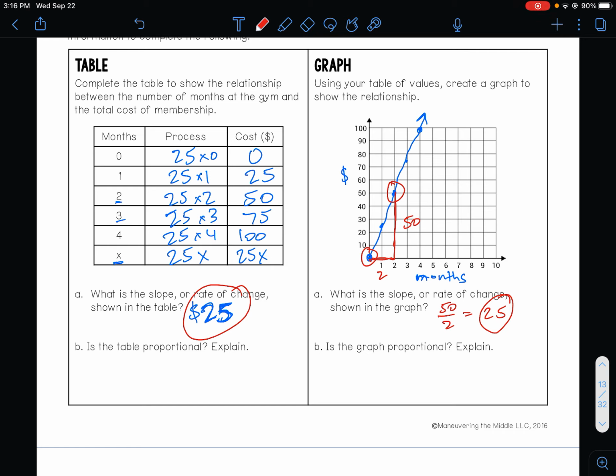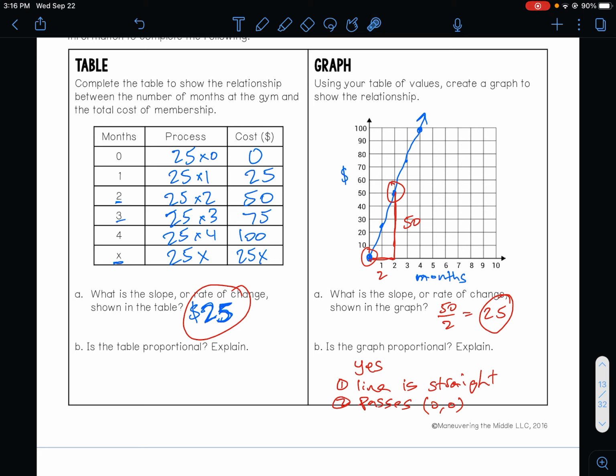All right, we asked if the graph is proportional, and we said yes, because it is a straight line, and it does run through the origin. So yes. Why? Two things. Number one, line is straight. Number two, passes through 0, 0, which is down here.